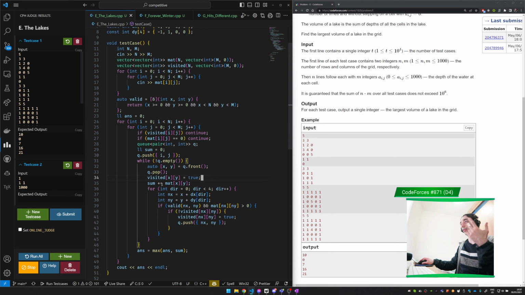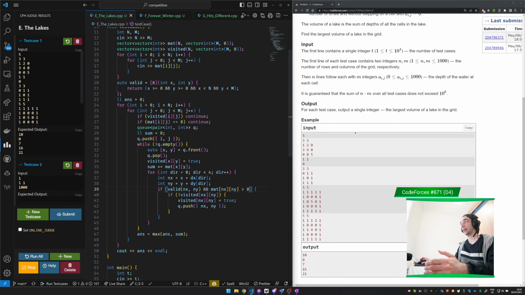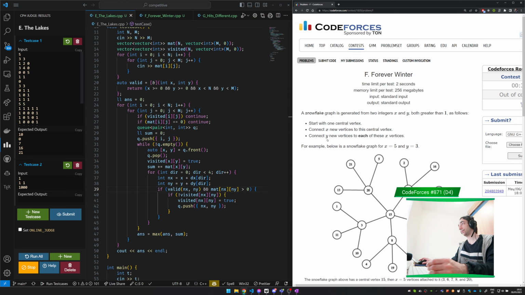When something is visited, just sum it up. For each component we want the sum, and you maximize your answer with the sum of each component. So you want to find the maximum sum possible. That's pretty straightforward.